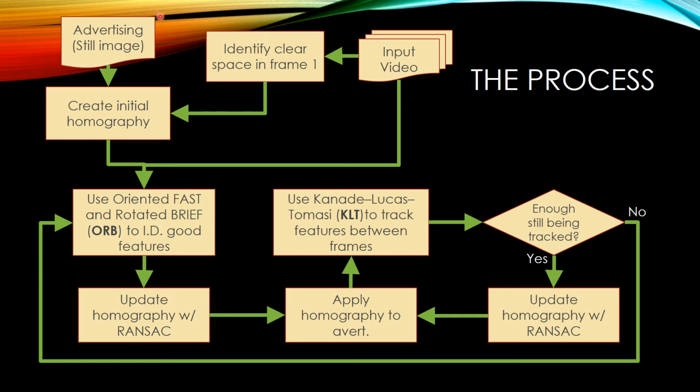Now that we have a target for our ad, we create an initial homography to map the ad into the first frame. After that, good features are identified using the ORB feature detector. With two sets of those features, we compute and update homographies using RANSAC, which reduces bad feature matches, making for better homographies. We then apply this updated homography to place the ad into the scene.